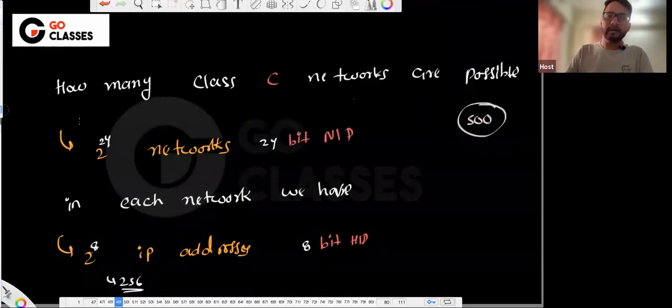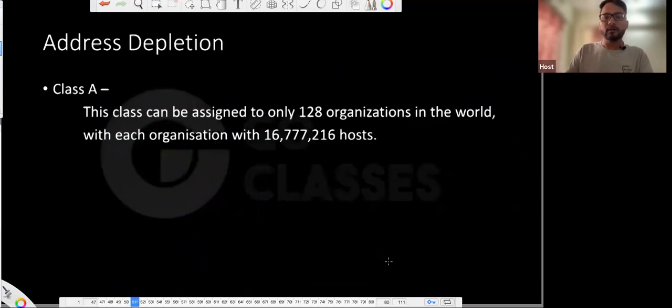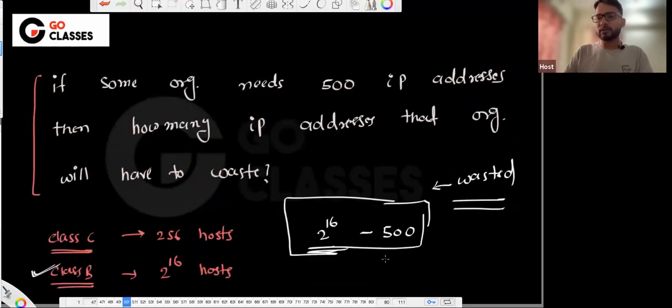Okay. Similarly here, how many bits are fixed? Here, can anyone tell me quickly? 3 bits are fixed, right? 110. So 3 bits have to be 110. That's why 3 bits are fixed, and 21 bits are for the network ID. So that's why it can have 2 power 21 networks. Okay. I hope everyone understood this question, how we are calculating the wastage.